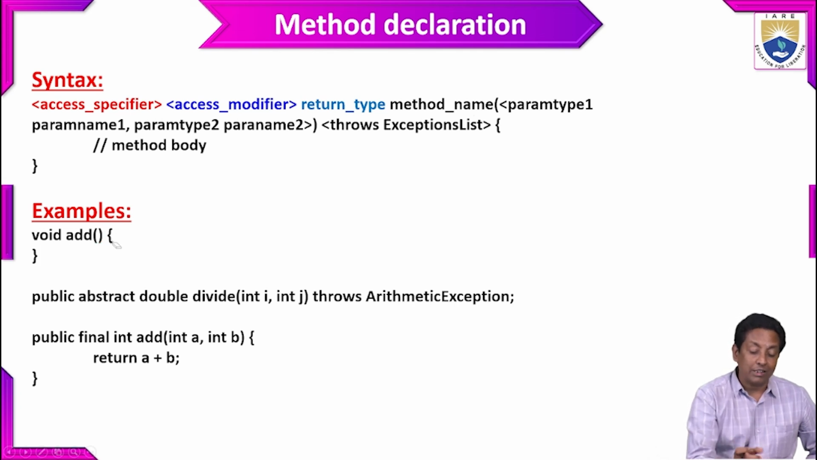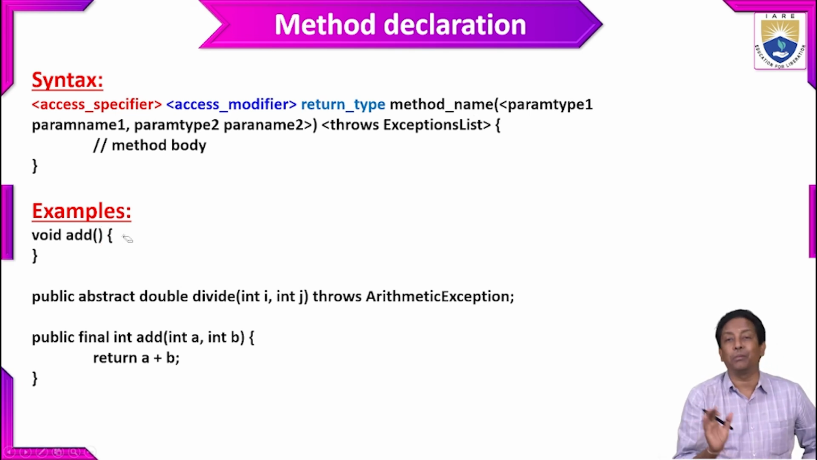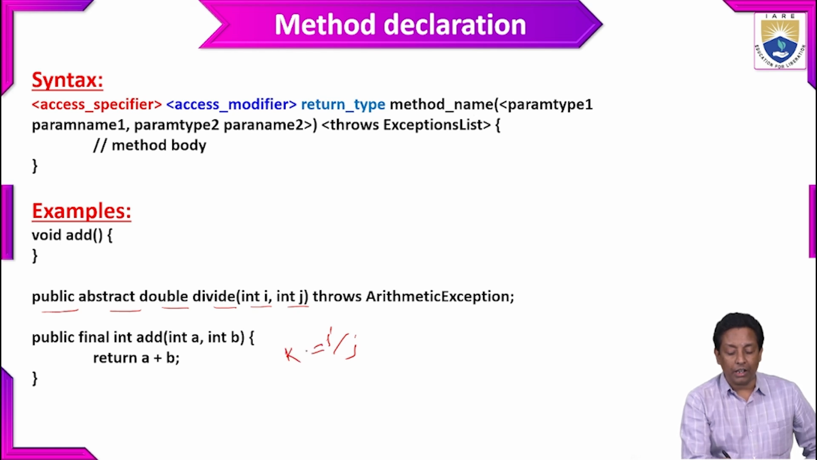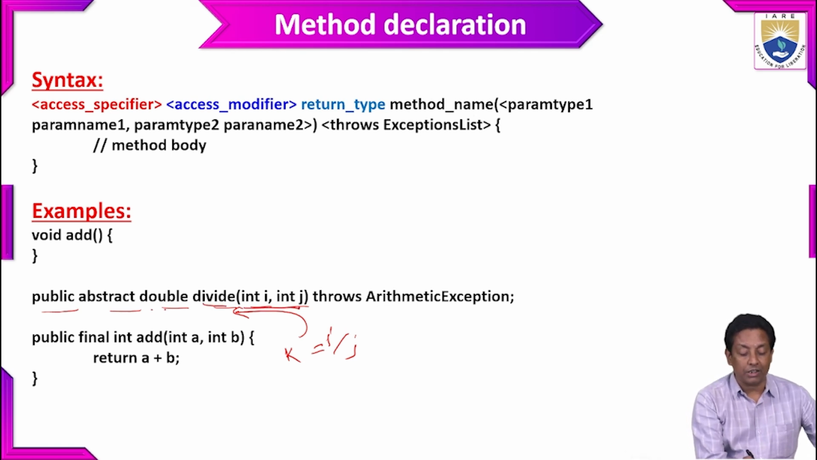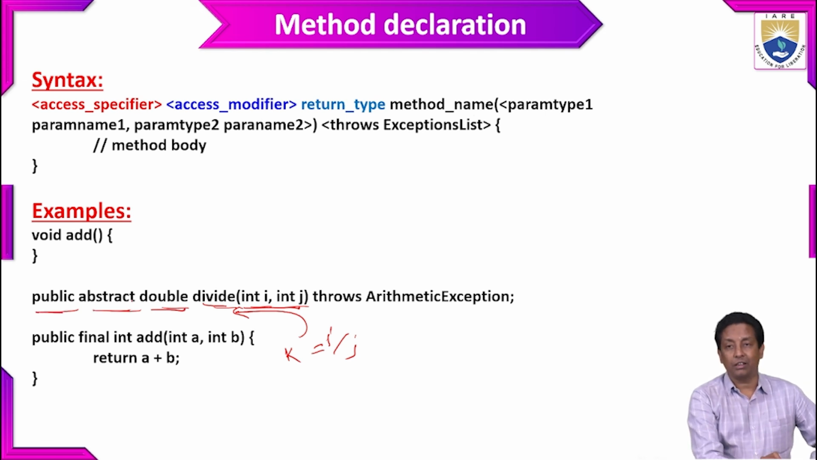If you don't implement the method and you put a semicolon, then it is an abstract method or unimplemented method. This add method is an implemented method, but with no implementation, no body inside. Next, coming to the abstract method: public abstract double divide(int i, int j). If you pass i and j, they will be divided and the resultant value k will be returned via the method. Method name divide, parameters two integer variables, return type double, and access specifier and modifier are public abstract.